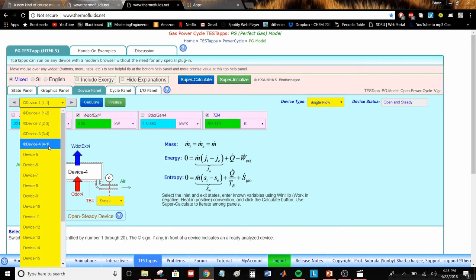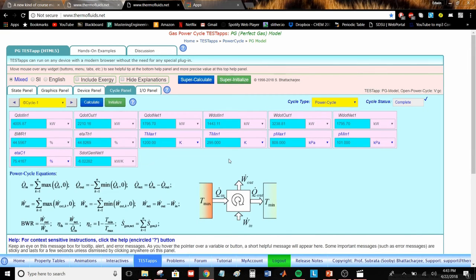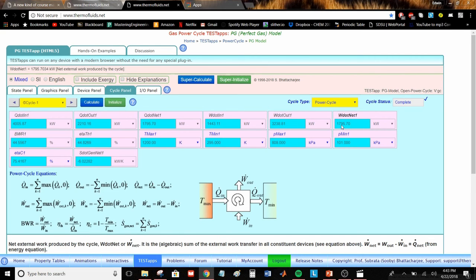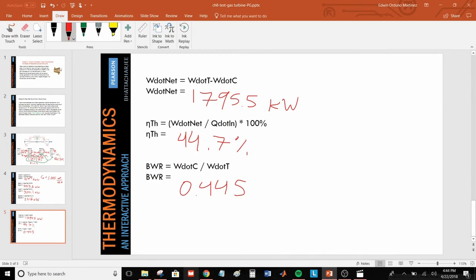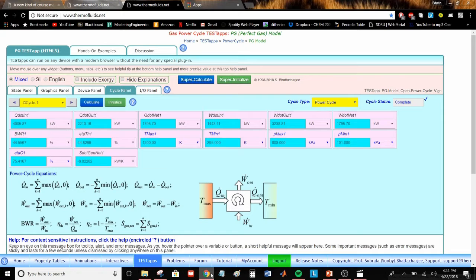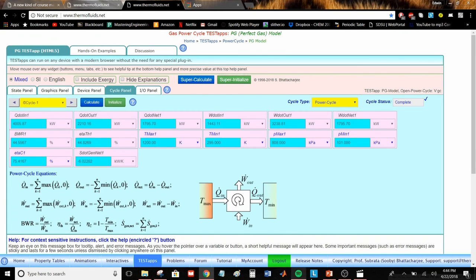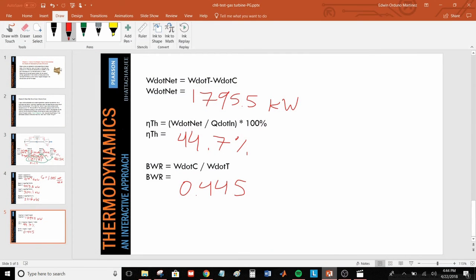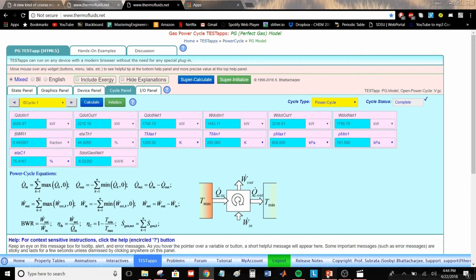Now that we have our 4 states completed, we go in the cycle panel and we're given all of these values: the net power output 1795, the same as what we calculated, and thermal efficiency 44.8, same as our thermal efficiency. Backwork ratio in fraction 0.445, the same as well.